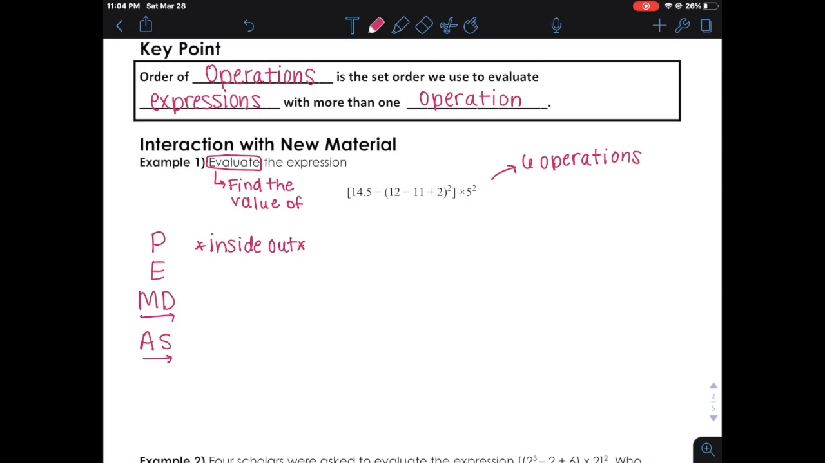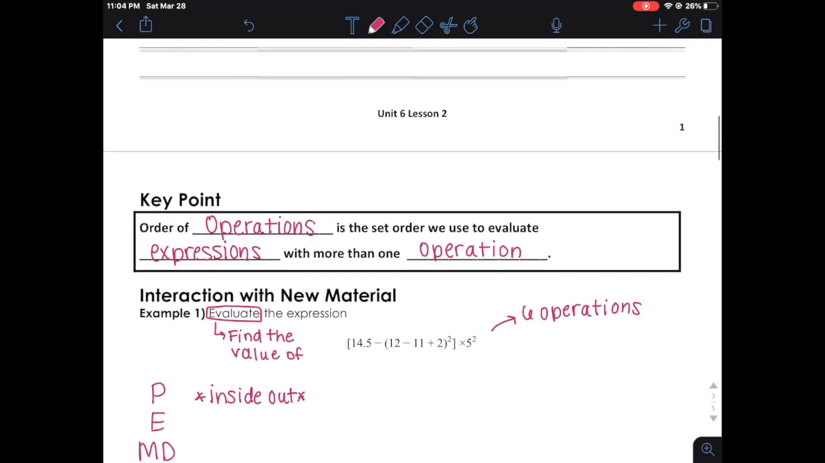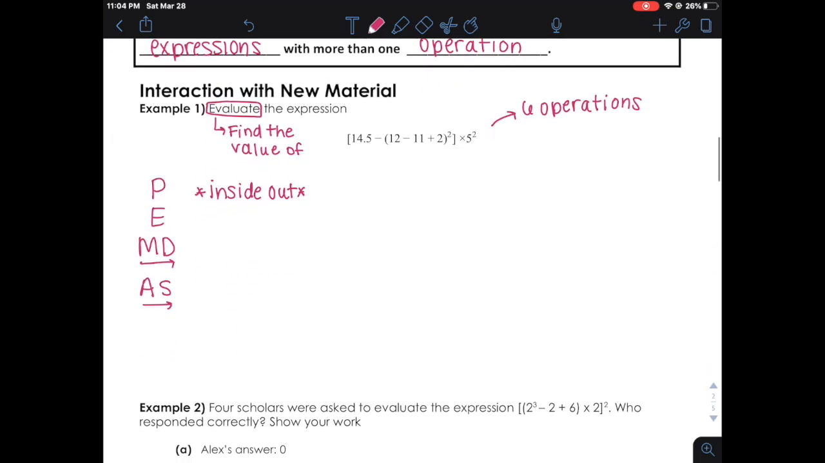So we don't have any exponents inside. We don't have multiplication or division, but we do have addition and subtraction. And again, addition and subtraction are done in order from left to right. So we start with the 12 minus 11 first.